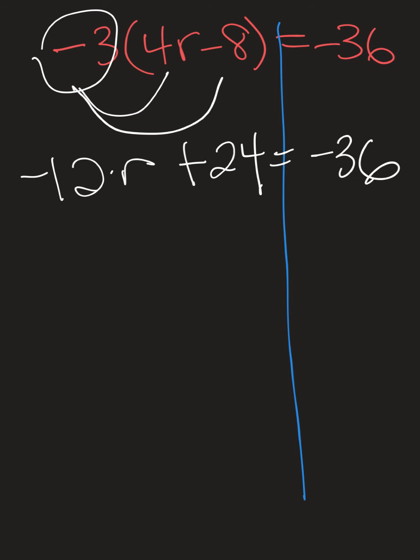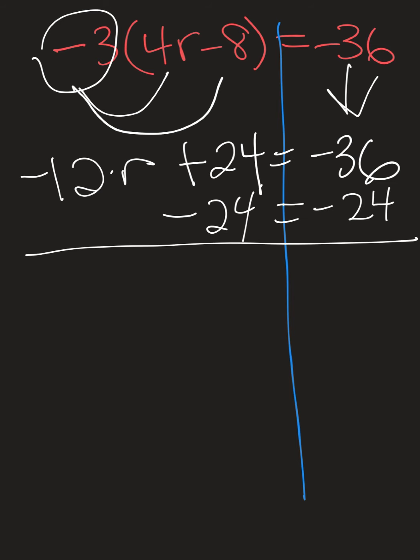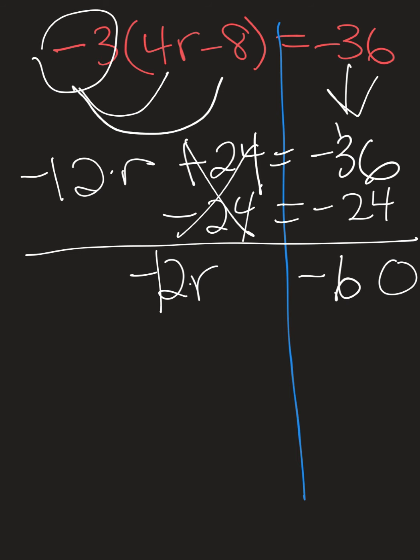-36 is going to stay what it is over here because I have not done anything with it. There's no operation on that side. So I am going to subtract 24 on both sides. You will notice that the 24's cancel out. I am left with -12r. And negative means I add these together. 6 plus 4 is 10. 3 plus 2 plus 1 is 6.